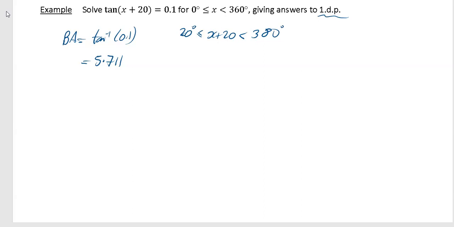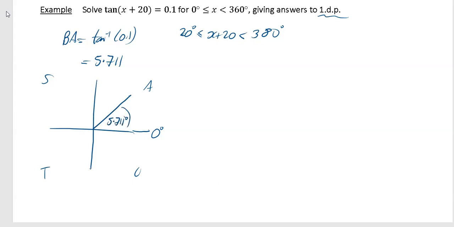You now have to do your CAST diagram. C, A, S, and T, and this really is why I'm not overly fond of labeling my axes, because this one you're going all the way around. It's a bit strange to have things labeled. I'm just going to label my 0, and that's all I'm going to label, and we know how this thing works now. So we've got our angle, which is 5.711 degrees, doesn't look like it here, and our angle, which is 5.711 degrees, and they're both in the A and the T because tan's positive.